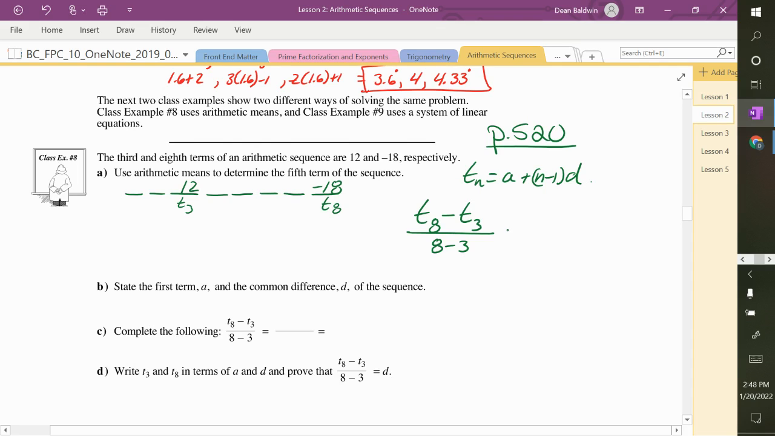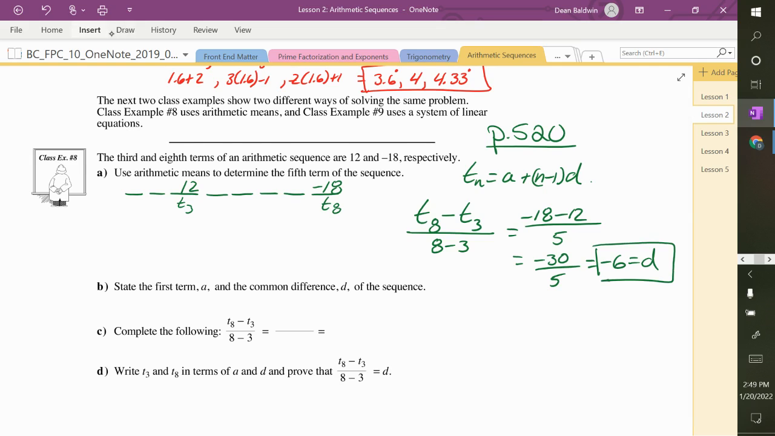So T8 is negative 18. T3 is 12. So negative 18 minus 12 divided by 8 minus 3, which is 5. So you get negative 30 over 5, which is negative 6. That is your d value.